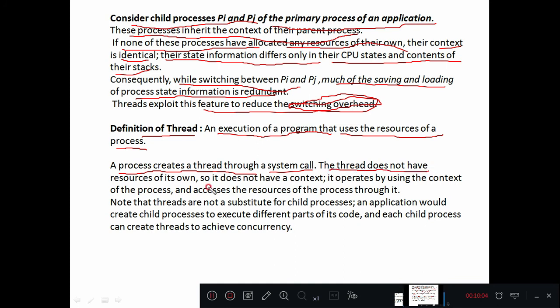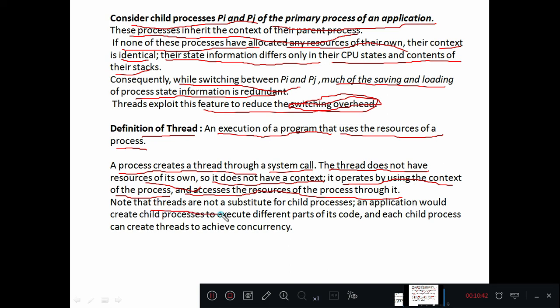The thread does not have resources of its own, so it does not have a context. It operates by using the context of the process. It will make use of the environment which is created by the process and accesses the resources of the process through it. So directly the thread will not request the resources from the operating system. The process will do that. Once the process gets the resources, the threads will make use of those resources.